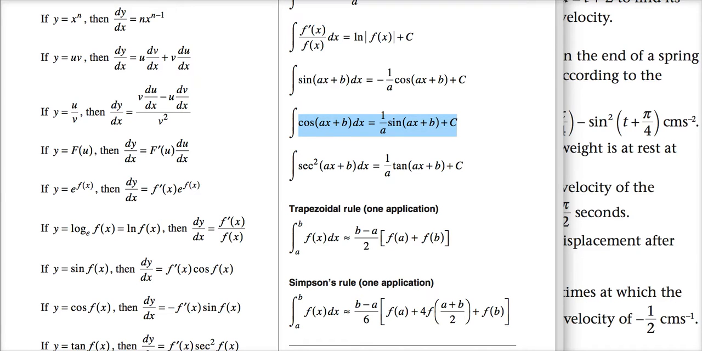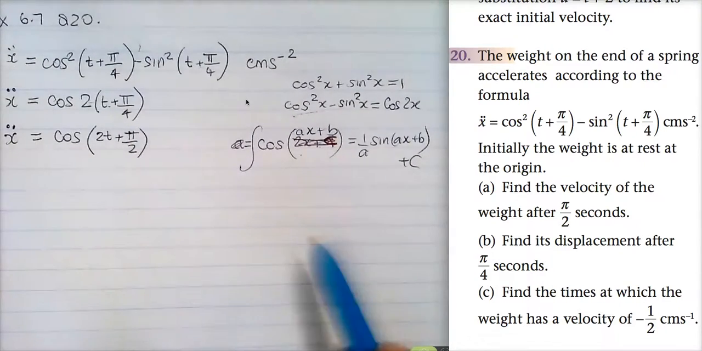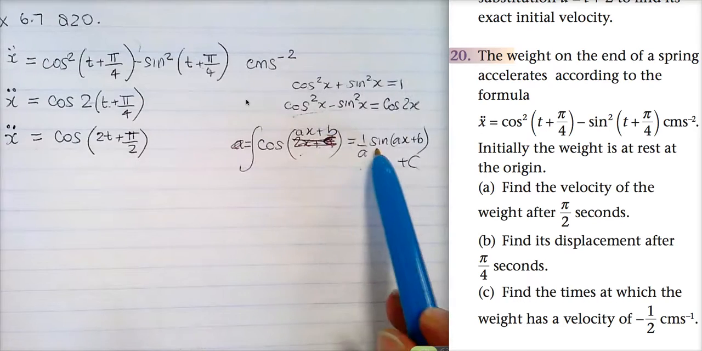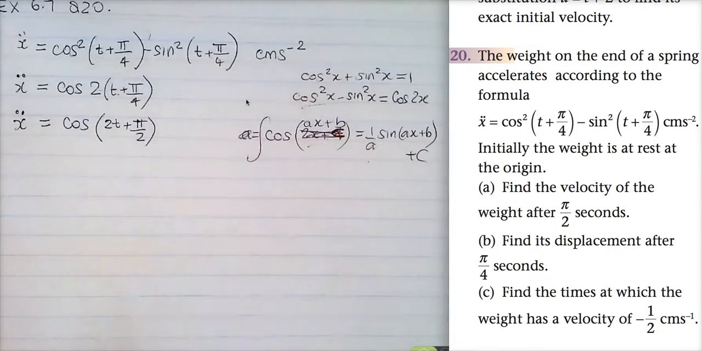Cos of ax plus b, so I'll just write it: the integral of cos ax plus b equals 1 on a sine ax plus b plus c. So I'm just putting that on my sheet there because you'll have the formula sheet. You can integrate something of the form cos ax plus b. You'll get 1 on a sine of ax plus b plus c. It is in that form.